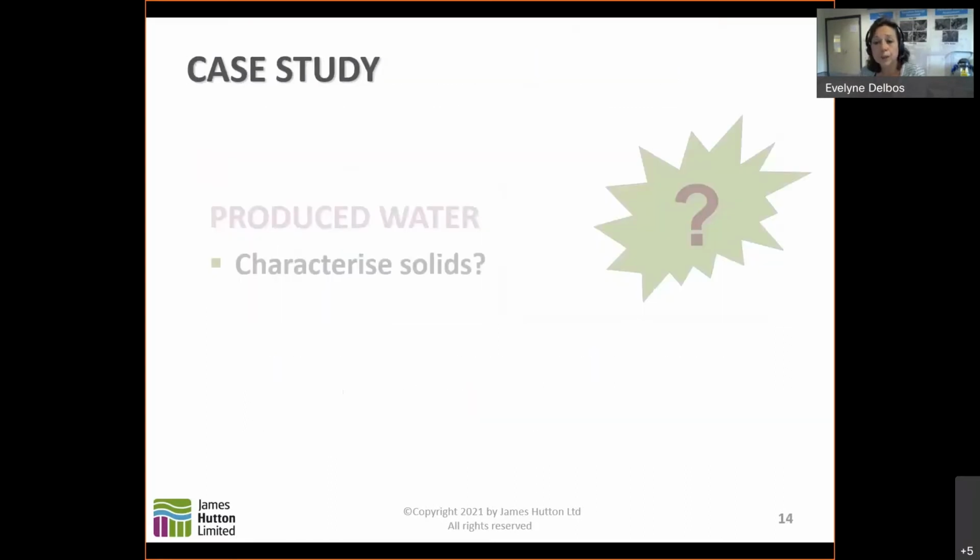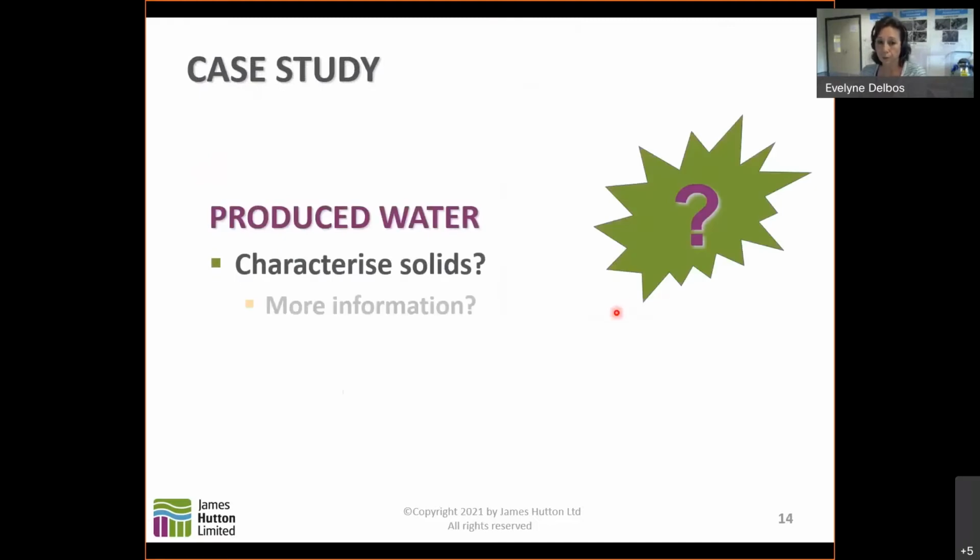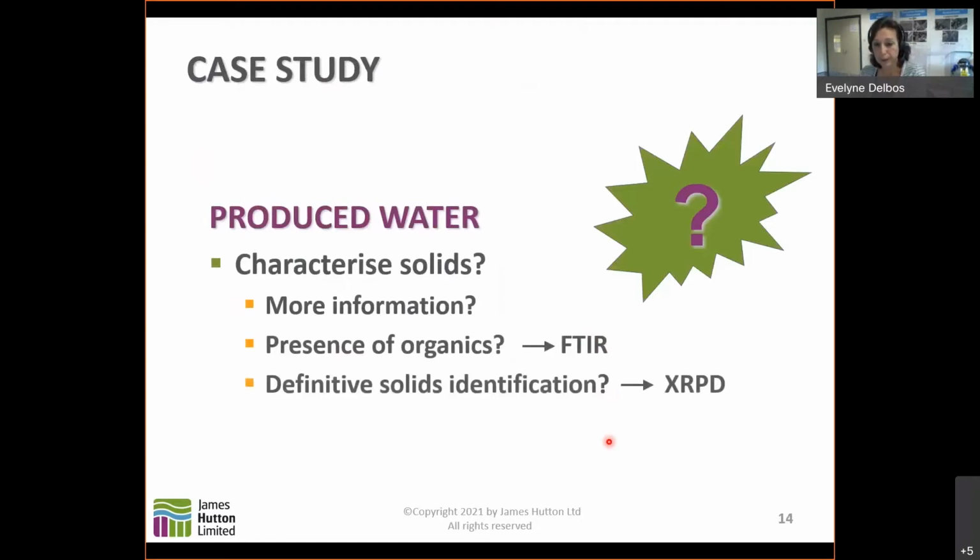Now, still on the solids, do you need more information? For instance, would you like to know whether there are also some organics present, in which case we will send the sample to FTIR? Or would you like an absolute definitive identification of those solids? And XRPD will help you with that. So first of all, we'll send the sample to FTIR, and I'll pass over to Jean.